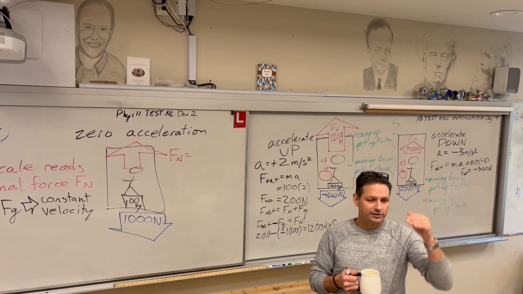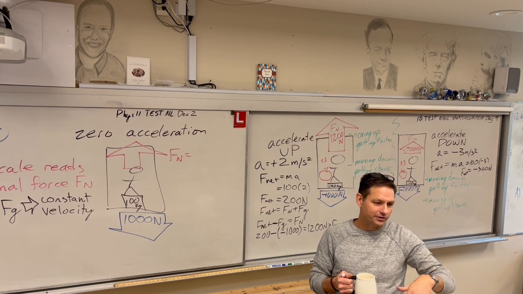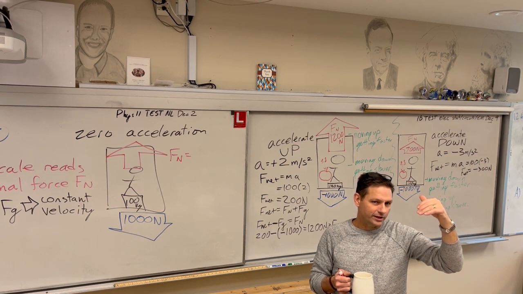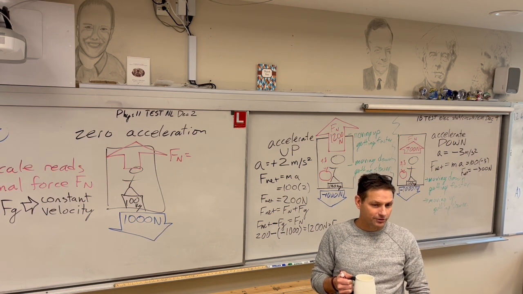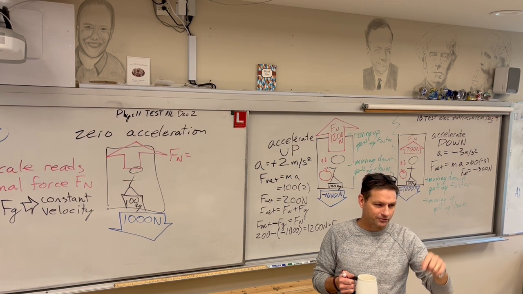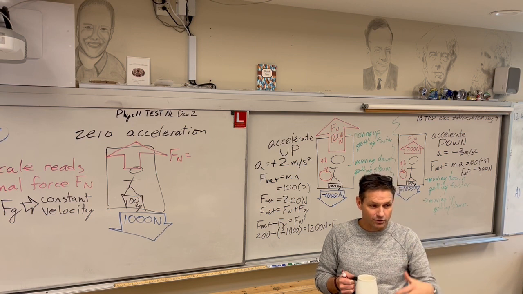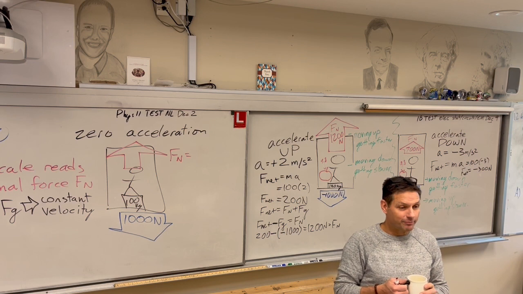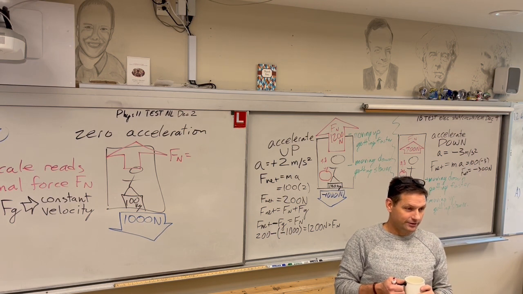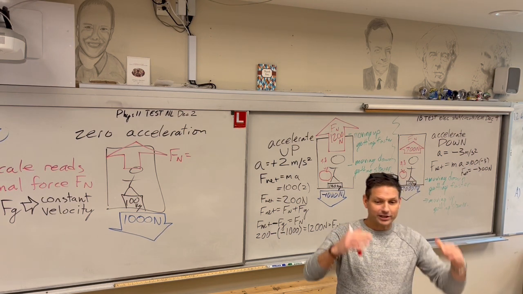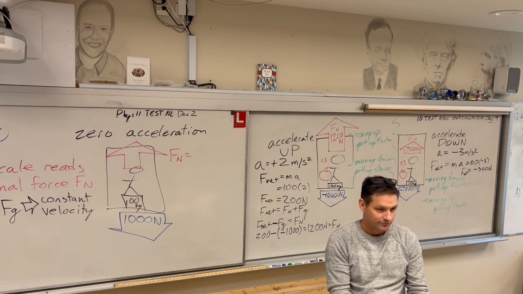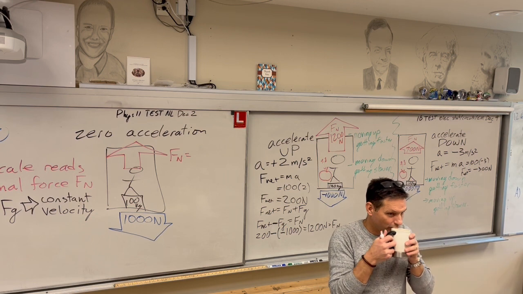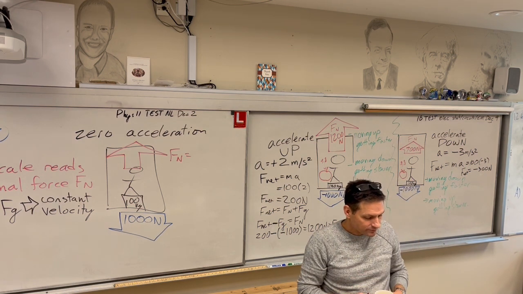If you're accelerating up, it looks like it falls faster. If you're accelerating down, it looks like it falls slower. What if the elevator falls and you drop the apple? Yeah, then the apple will just float there, because you're accelerating at the same rate as the apple.